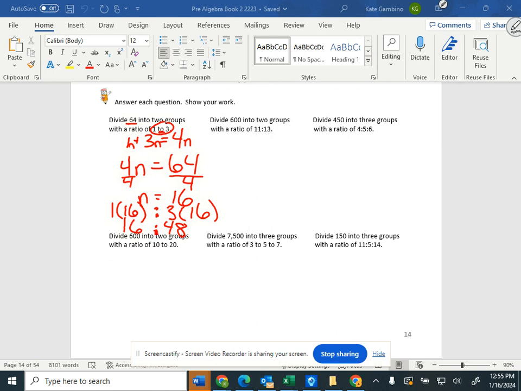I always resort back to the colon. Just put the answer as the ratio. Okay, it could be with the word "to", it could be a colon, it could be with the fraction bar.